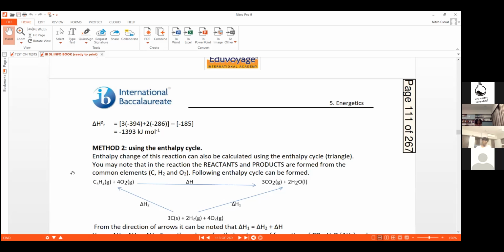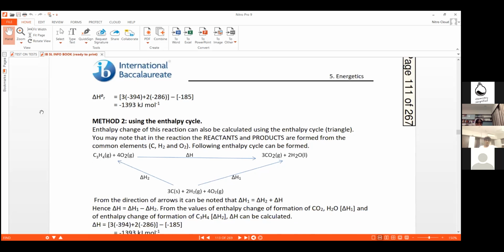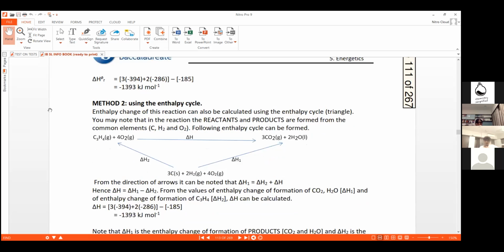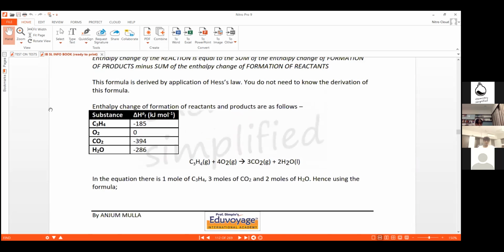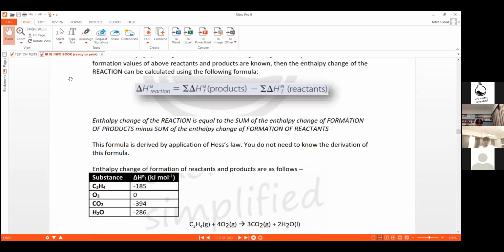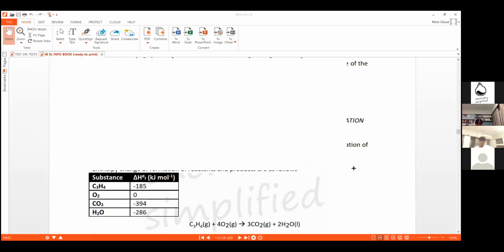Okay, the next method is to use a Hess's cycle. Now we learned how to draw the cycle, which is very important. I will just do that again. The method of drawing the cycle when you are using the formation values is different than when you are using the other values. So right now we are learning how to draw the Hess's cycle when you have the enthalpy change of formation values.